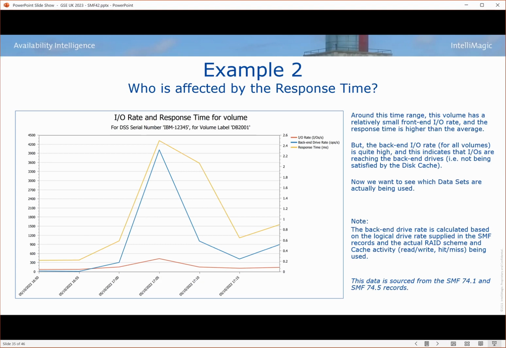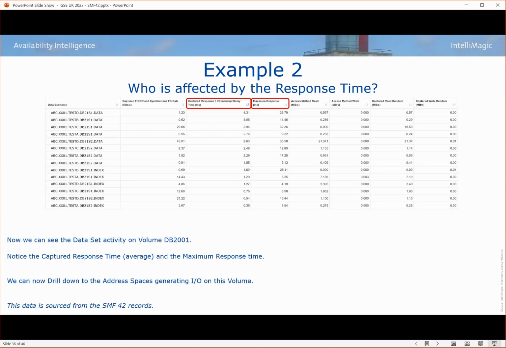So now we're looking at data from various sources, still RMF data, but we're looking at the front end, i.e. what's generated from the LPAR's view, the application view, and the back end, what the disk system is seeing, i.e. the backend drive rate. Now, be aware the backend drive rate depends also on the RAID scheme and things like that, so you may need to do a little bit of magic there to get the numbers you want. But the data is available in the 74 subtype 5, the cache statistics record.